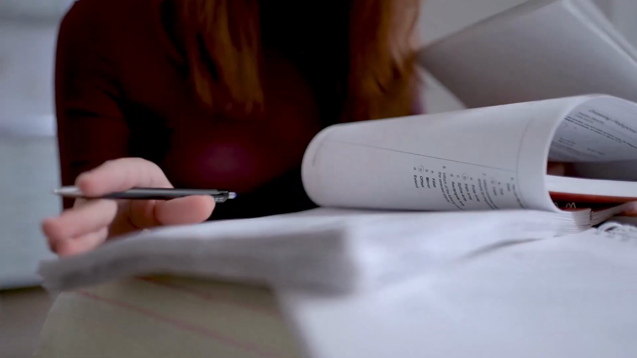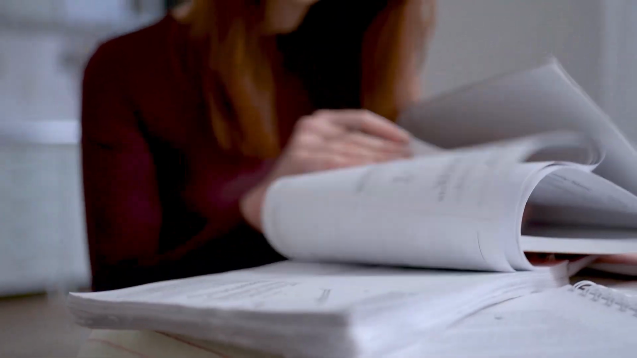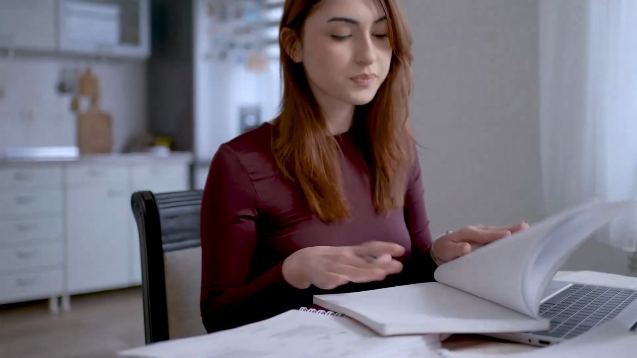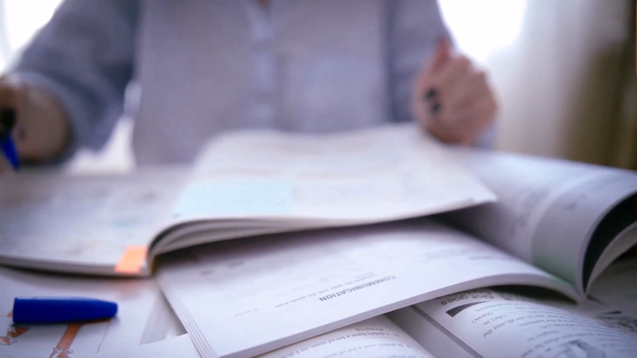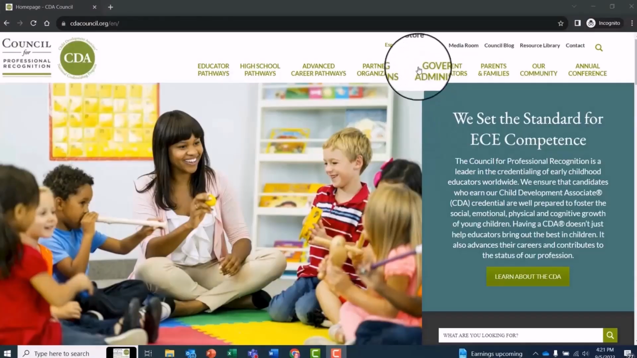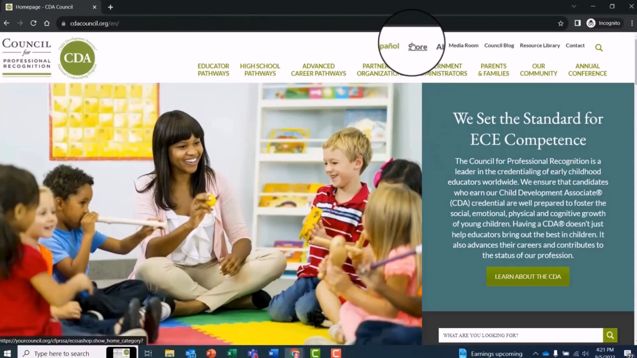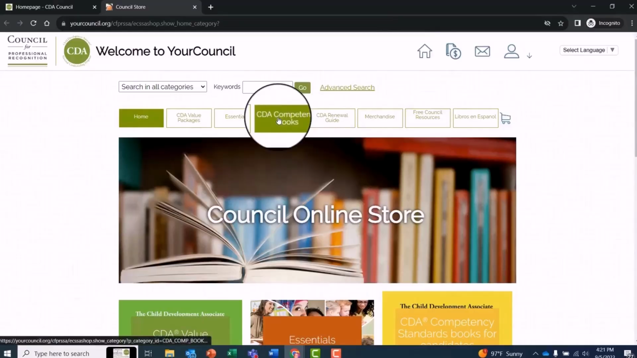These books are vital for candidate success, and each includes the scoring instrument that may be used later in the process. This is why it is important for each candidate to have their own competency standards book prior to starting the credentialing process. Once you have decided on your setting, you can purchase the corresponding competency standards book in the online bookstore on the Council's website.